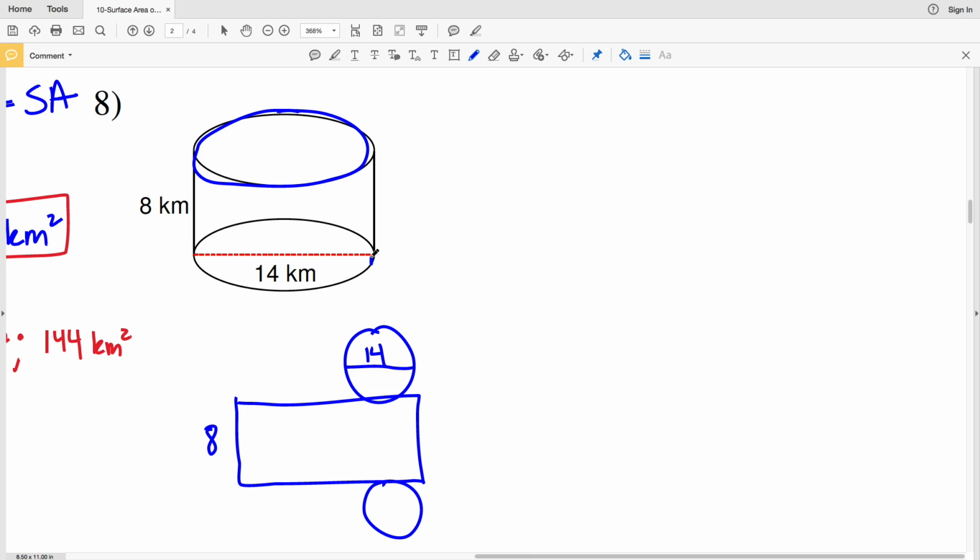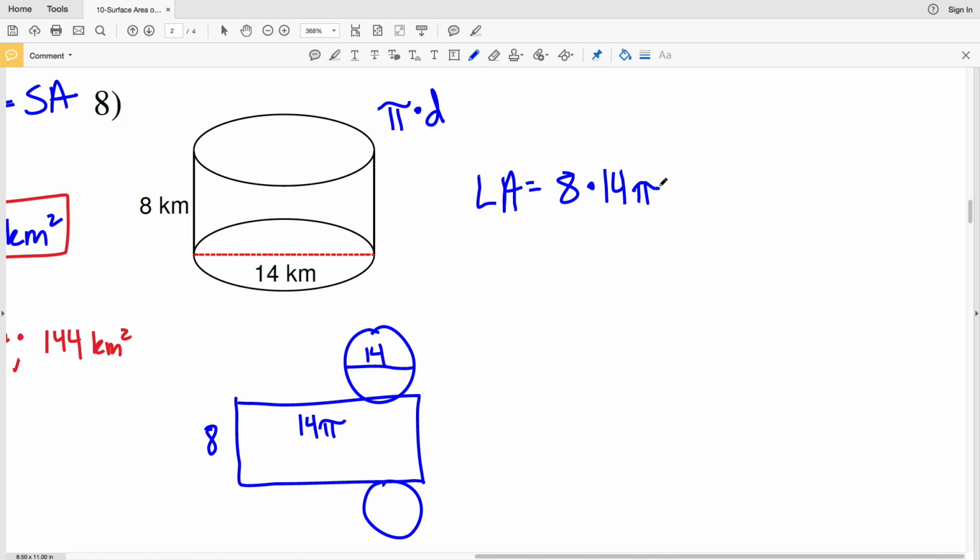Think about cutting a section of the cylinder and then unrolling it. The length of that rectangle for the lateral area is going to be the circumference, and the circumference is pi times the diameter d. So the height is 8, and the length of this rectangle is 14 times pi, since 14 is the diameter. So the lateral area is going to be equal to 8 times 14 pi. So 8 times 14 times pi is 351.858, which rounds to 351.86.